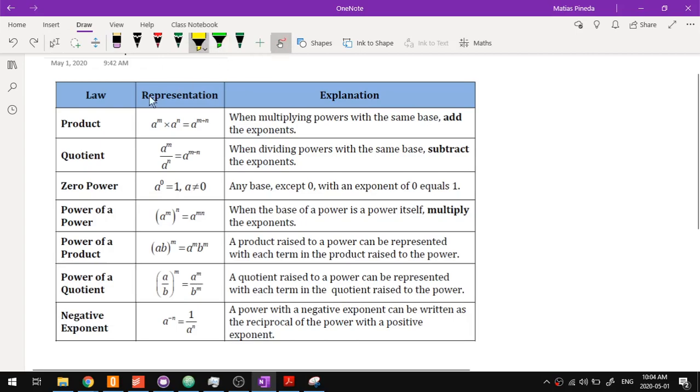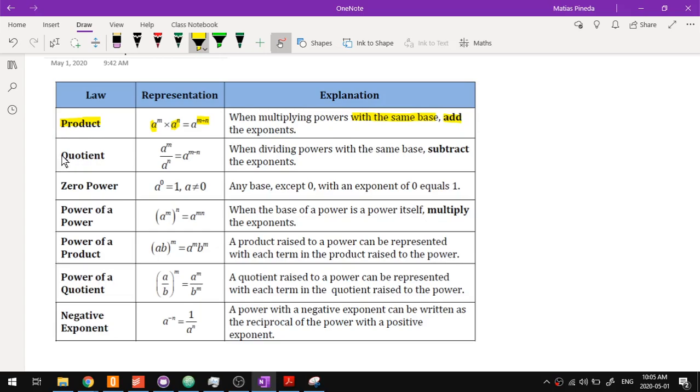First exponent law is the product law. This is when we're multiplying two powers where the bases are the same. So here the base is a in both of the powers, which means that the exponents, m and n here, can be added together. The key thing to remember is that we need to have the same base. And if that's the case, then we add the exponents.